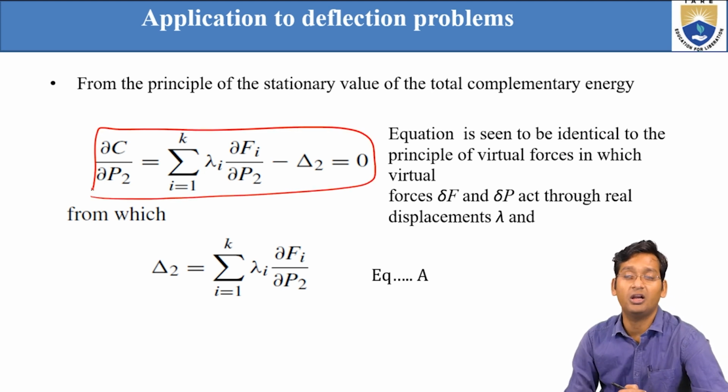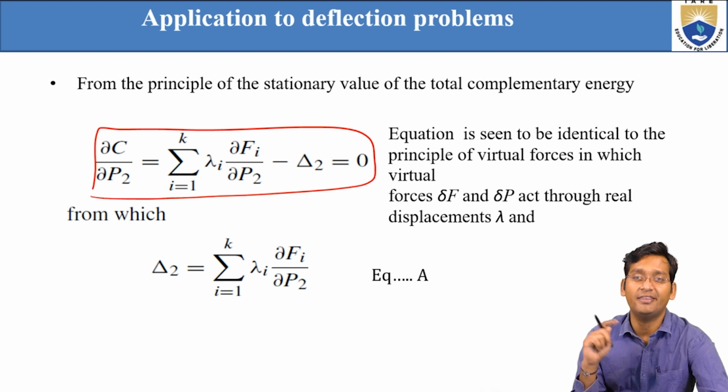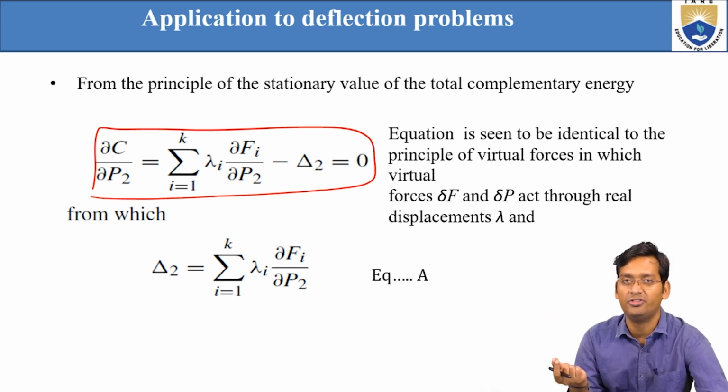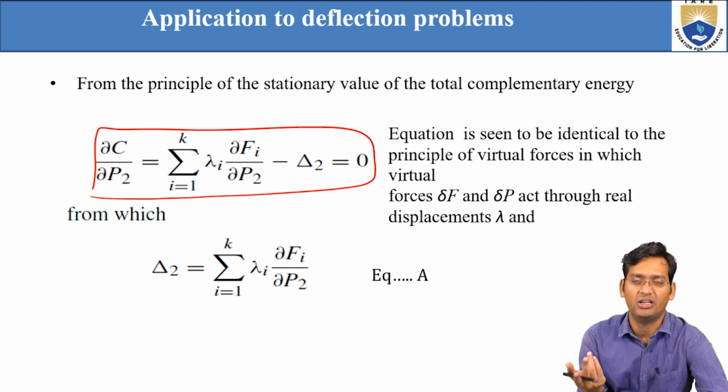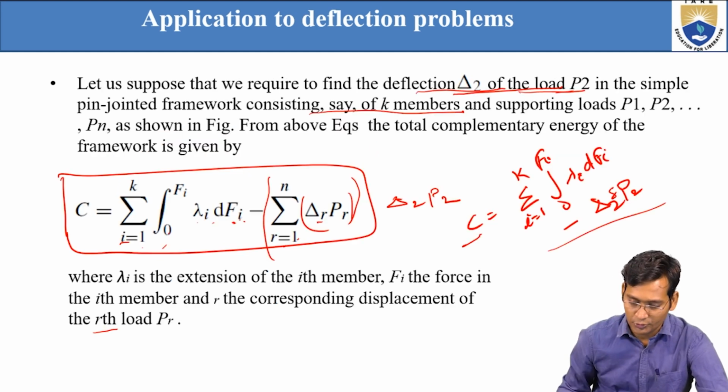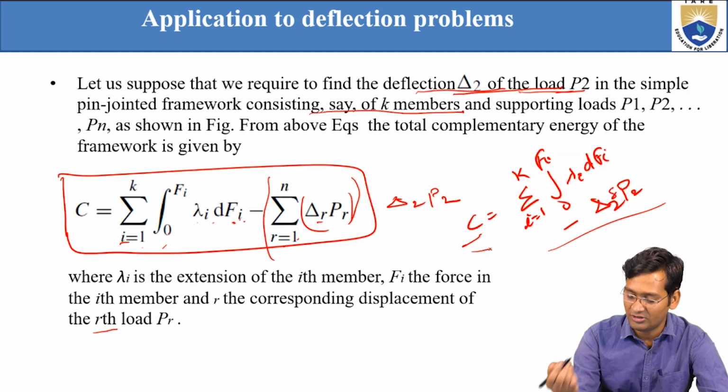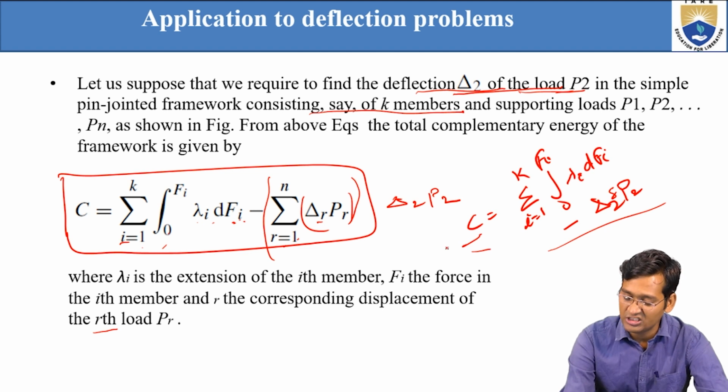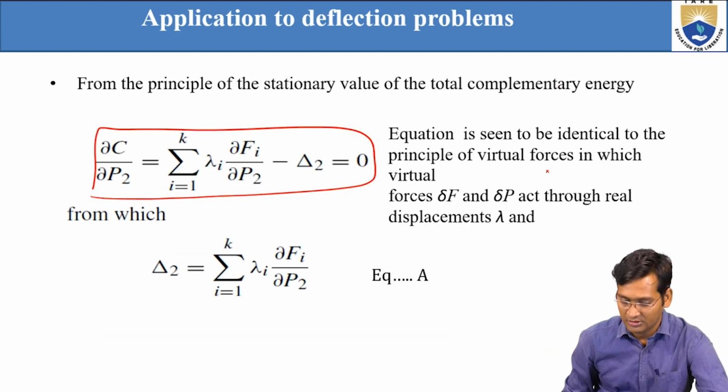Because what was the condition earlier? If load is not there at that point where we have to find the deflection, apply a fixed load and differentiate with respect to the fixed load. So here we are applying the virtual force, that del P2, that is the fixed load, and then we are differentiating with respect to P2. So here this is our equation. Once we differentiate this with respect to P2, then del P2 and this P2 will get cancelled and this integral will get removed.